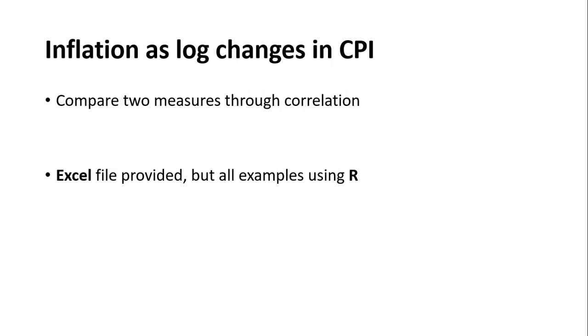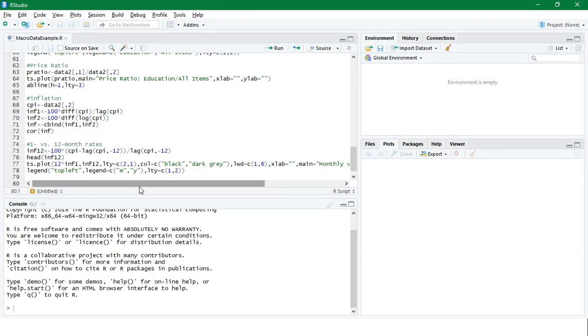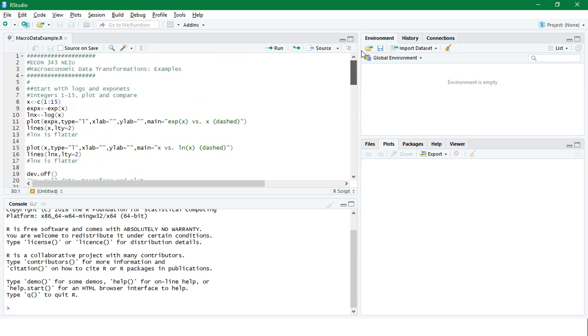R does it a lot easier. Plus, if you're going into economics and statistics, you're going to want to use R. So I'm going to move over to R with my variables here. I've got my database already loaded on my website. And then I'm going to work through these equations here.